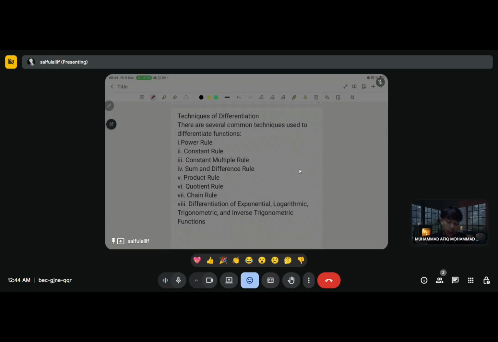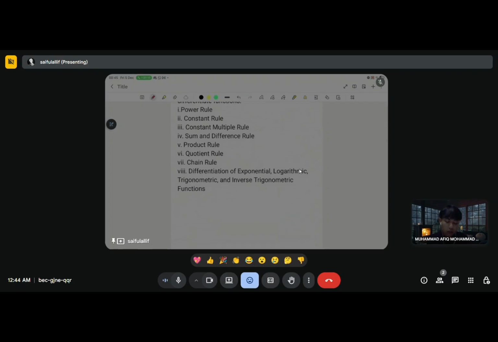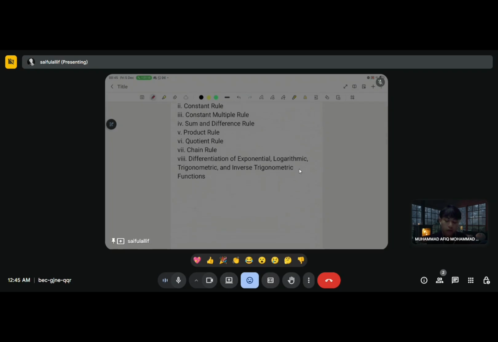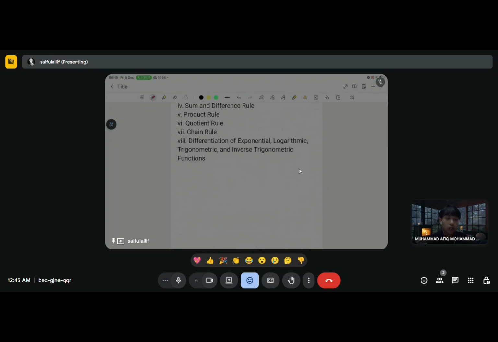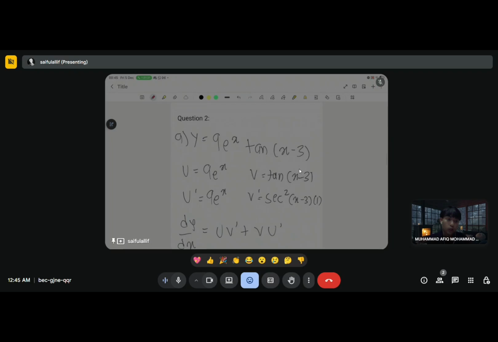There are many techniques of differentiation. Number 1 is the power rule, number 2 is the constant rule, number 3 is the constant multiple rule, number 4 is the sum and difference rule, number 5 is the product rule, number 6 is the quotient rule, number 7 is the chain rule, and lastly differentiation of exponential, logarithmic, trigonometric and inverse trigonometric functions. So moving on to question 2.